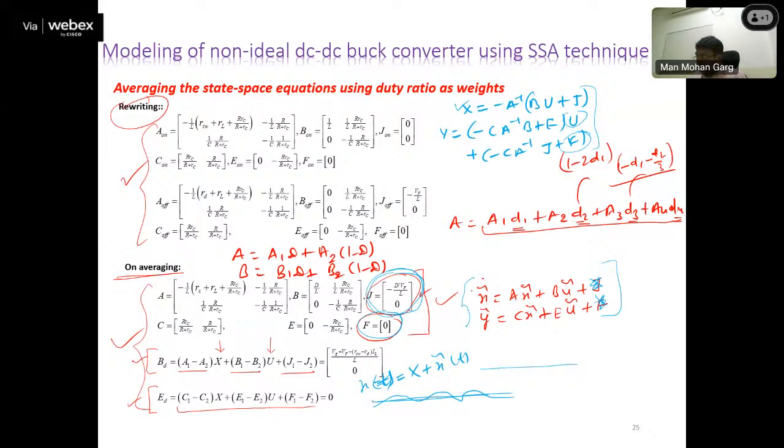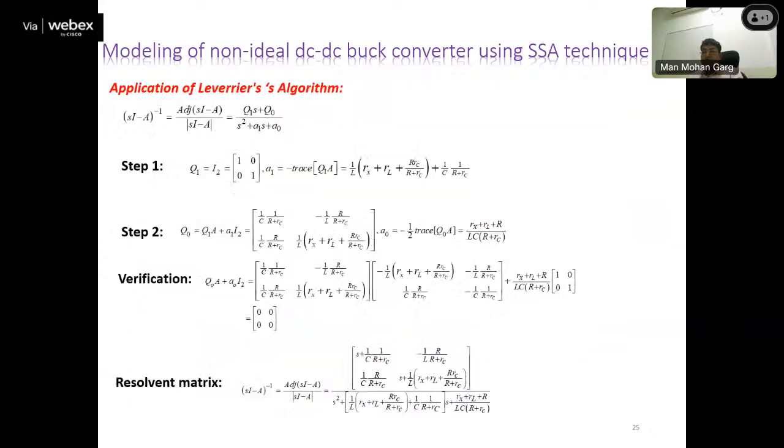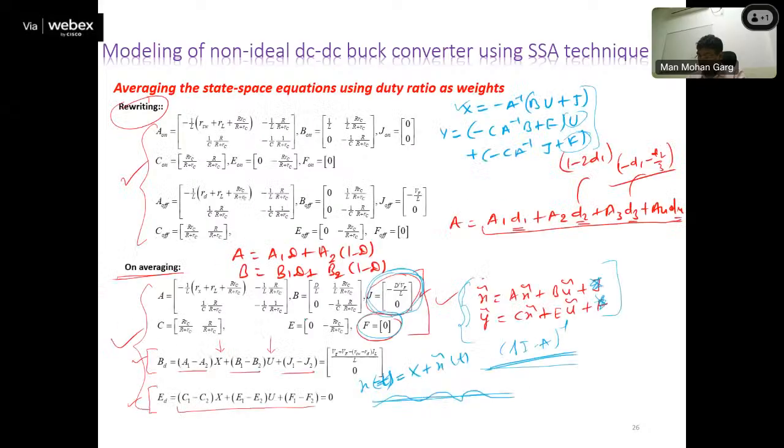Now, with the help of these equations, we get transfer functions. The main challenge is this (sI minus A) inverse. We discussed the Leverrier algorithm for that, and in the previous class we used the Leverrier algorithm for an ideal converter, and it was quite easy. But if you take the (sI minus A) inverse of this A matrix, it is a little complicated. So this is not the same as the simple one.